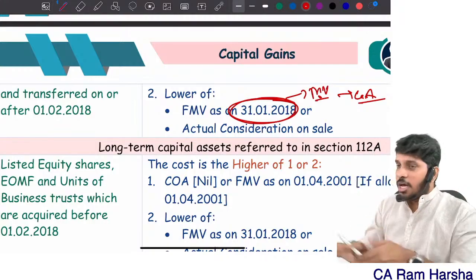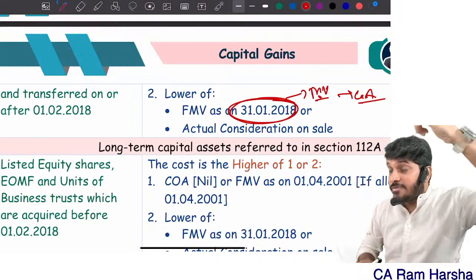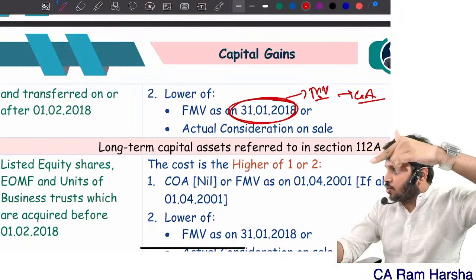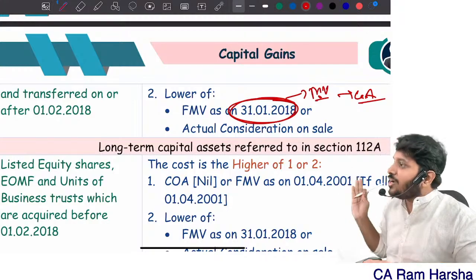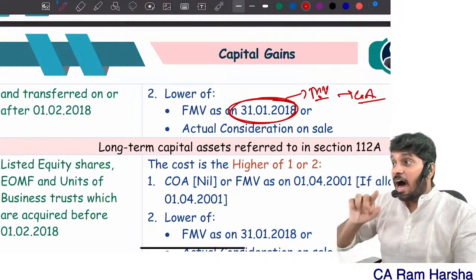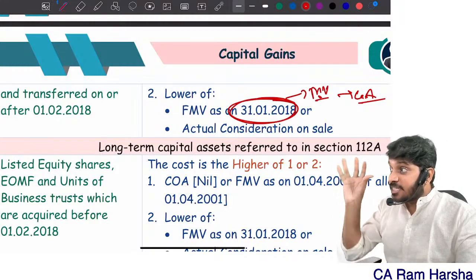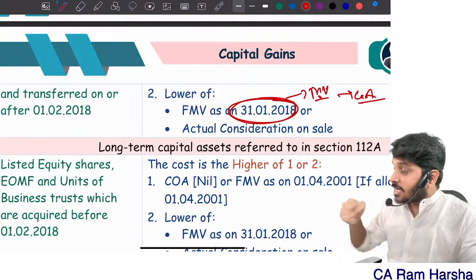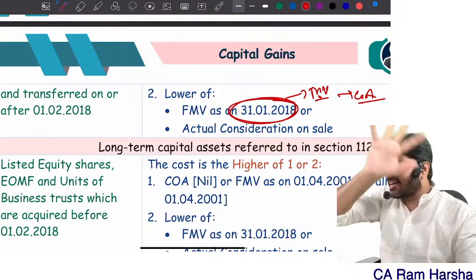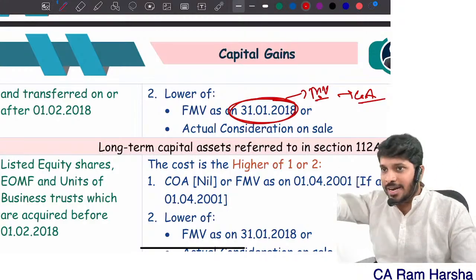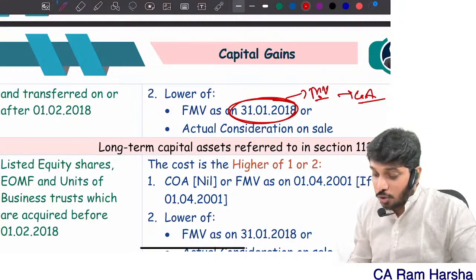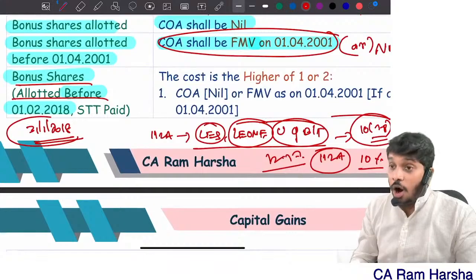Take it as cost. You sold it later at 20 crore. The market value on 31st January of the bonus share is 10 crore. Take it as cost; 10 crore only I tax. Indirectly, what am I saying? After 31st January, any appreciation in the market value, that only I will tax. Up to 31st January, any market value appreciation, I will not tax you. Correct? Yes or no?